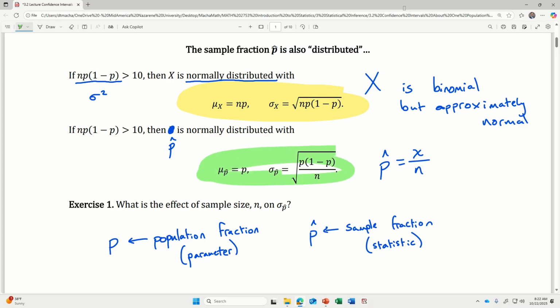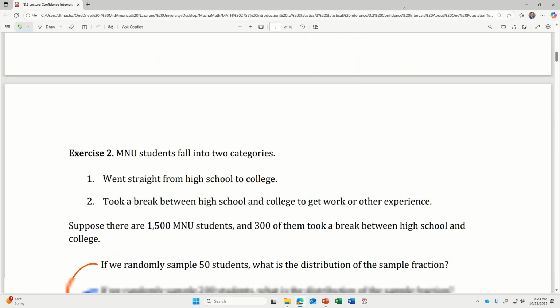And this is what I should be doing, right? I don't care about the number of heads on the coin or the number of students that have taken a break between high school and college. What my question is actually asking me about is the distribution of p hat, the distribution of the sample fraction. So what I should have been using is these formulas. The mean is always the population fraction in that case. And then the standard deviation is going to be the square root of p times 1 minus p divided by n. So I need to go back and fix those.